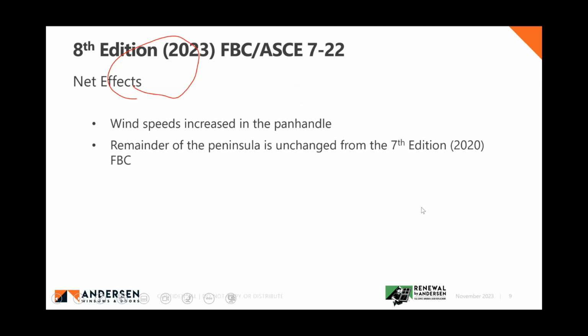So the net effect of these changes to the wind speed maps for Florida is that wind speeds have increased in the Panhandle. The remainder of the peninsula is unchanged from the 7th edition. In fact, when you get eastward of the Big Bend area and south in Florida, wind speeds haven't changed since the 2010 Florida Building Code. They're essentially unchanged, aside from the fact that we introduced the risk category 4 map in ASCE 7-16, but for risk category 2, risk category 3, and risk category 1 buildings, wind speeds are exactly the same.